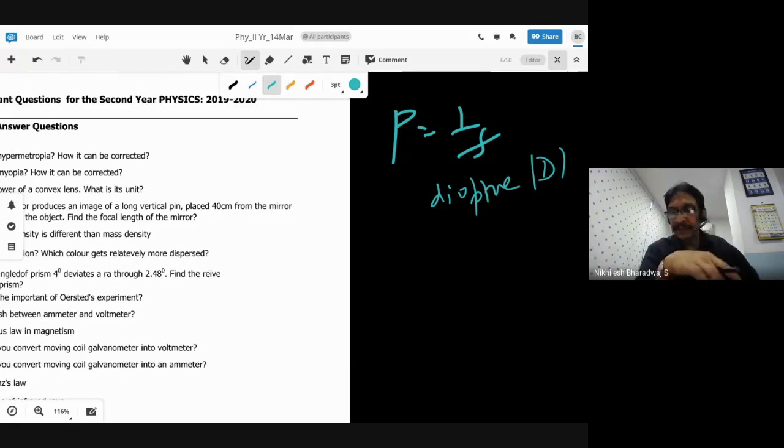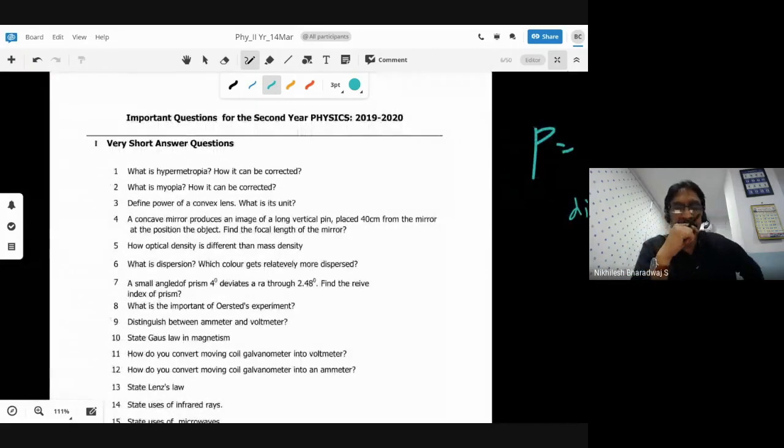Okay, next. What is the fourth one? A concave mirror produces the image of a long vertical plane placed 40 centimeter from the mirror at the position of the object. Find the focal length of the mirror. Which type of mirror is it? Concave mirror. So, mirror formula.